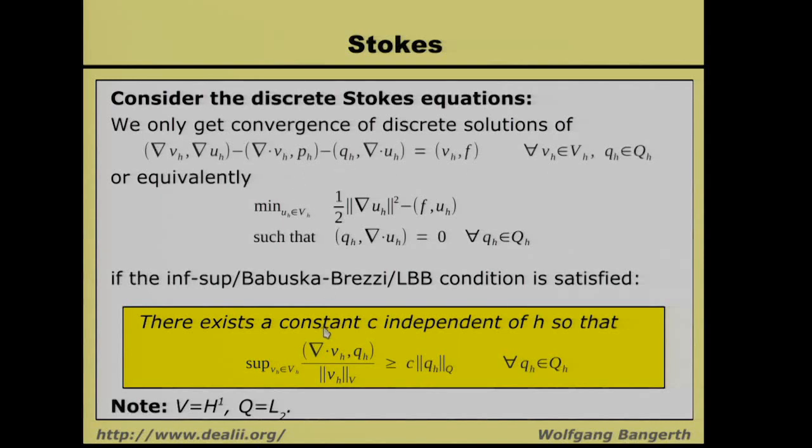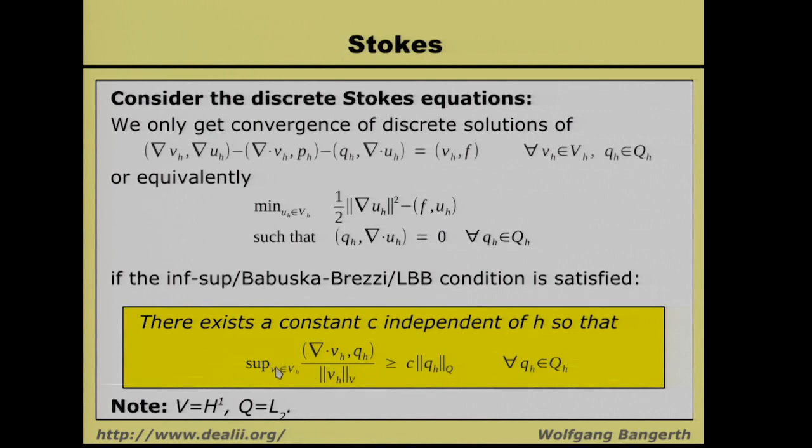okay? If this term that comes out of this constraint, for any v_h and q_h divided by the norm of v_h, if I take the supremum over this, there must be a constant c so that this thing is greater or equal c times the norm of q. Okay, so like I say, this is the inf-sup condition for this particular problem, for the Stokes equation. And here the V norm is the H1 norm, and the Q norm is the L2 norm for the Stokes equation.